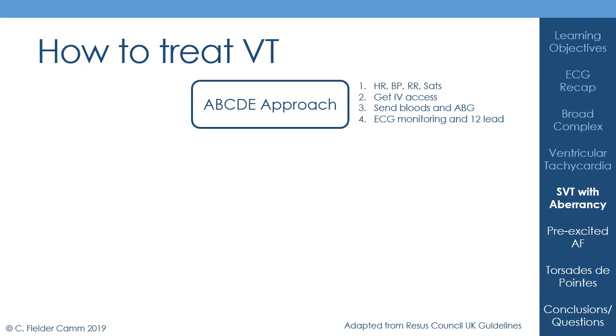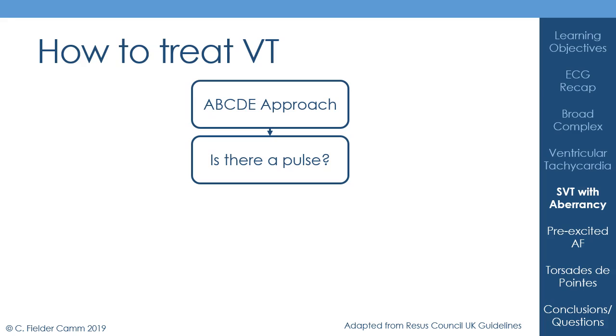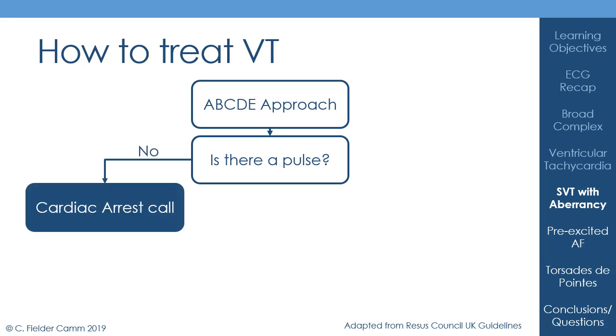Okay. As part of that ABCD approach, hopefully you've been able to establish if the patient has a pulse or not. If the patient doesn't have a pulse, then it's a cardiac arrest call, okay? And it's as simple as that. You need to start your cardiac arrest protocol with your chest compressions and put out a cardiac arrest call.